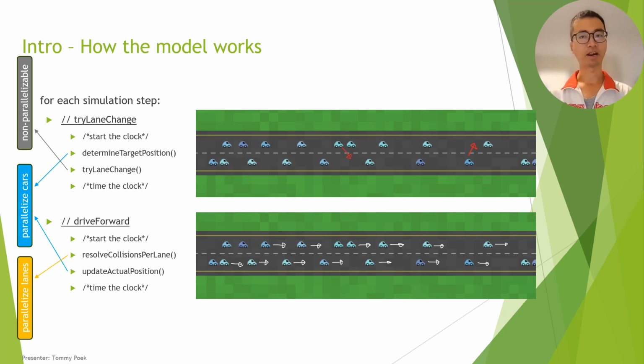As I'm trying to parallelize or optimize it, I realized that the three functions or the three subtasks here are parallelizable, namely determine target position and update actual position. They are parallelizable by the cars. And then the third function, resolve collision, is threaded by lane, so it's most intuitive to parallelize by threading the lanes. And then the second function, however, try lane change, is non-parallelizable because that would result in different outputs compared to the CPU serial codes.